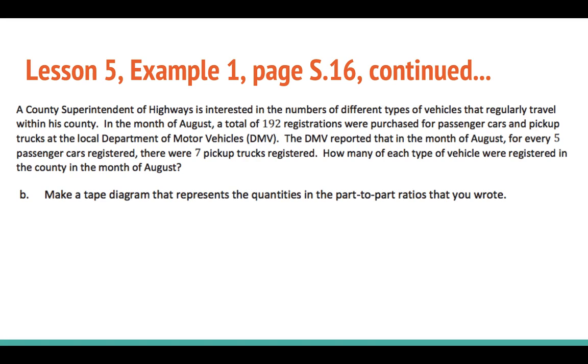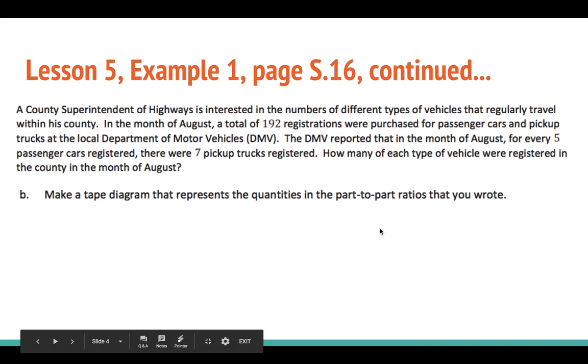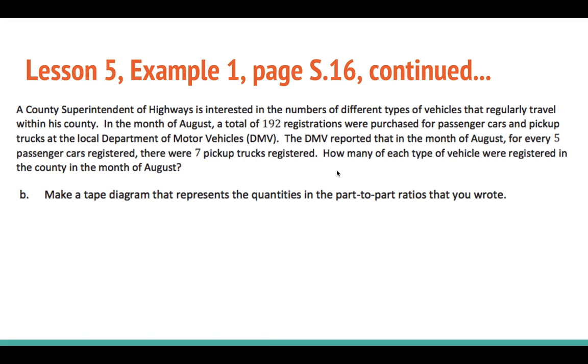Moving on. Lesson 5, example 1, page S16 continued. It's the same problem that we just had, but now we're moving on to the next part. Letter B, make a tape diagram that represents the quantities and the part-to-part ratios that you wrote. Again, our part-to-part ratios were the cars to pickups, so passenger cars registered to pickup trucks registered. Our cars registered to pickups registered was 5 to 7.